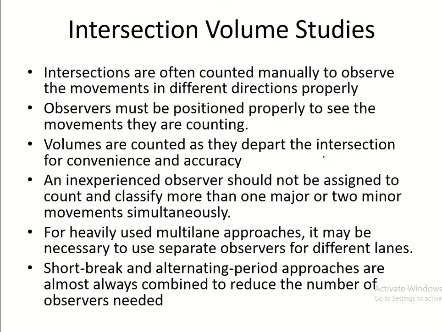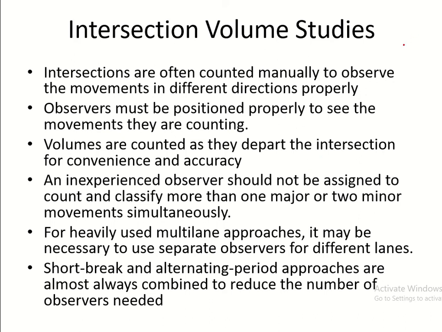Now we have cameras available as well. I have discussed earlier as well that these cameras can be installed with the signal or at a higher place from which you can see the intersection clearly, and then you can record or extract the data from these videos. And there are software and algorithms available which can help you extract the data from these videos. Even when you are counting manually, you have to position the observer so that his view is not blocked for the vehicles he wants to count.